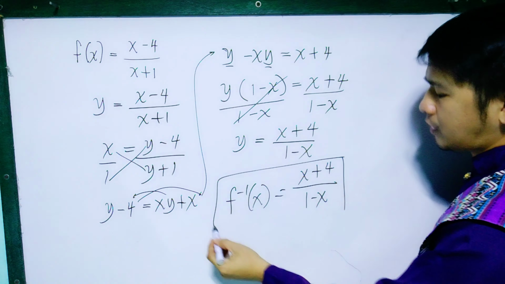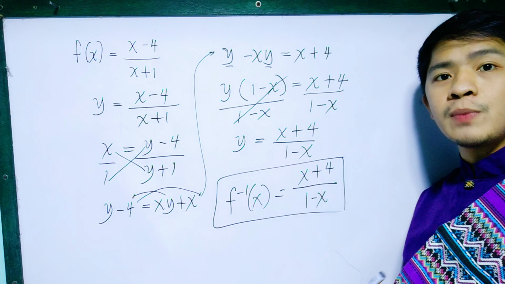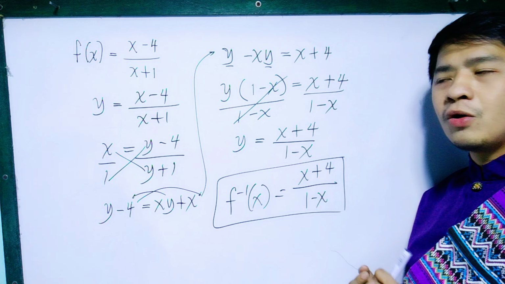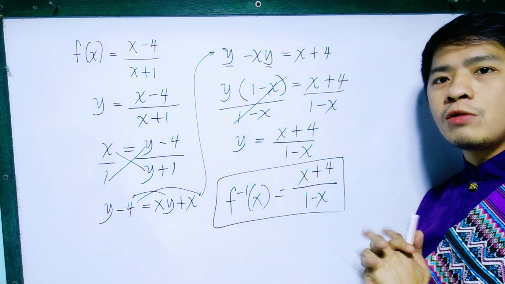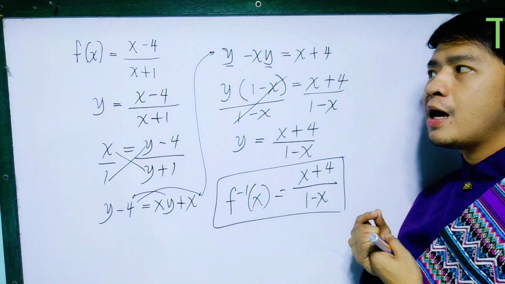This is now the inverse of the function f of x equals to x minus 4 all over x plus 1. So, I guess that's all for today. I hope you enjoy learning about the inverse function.